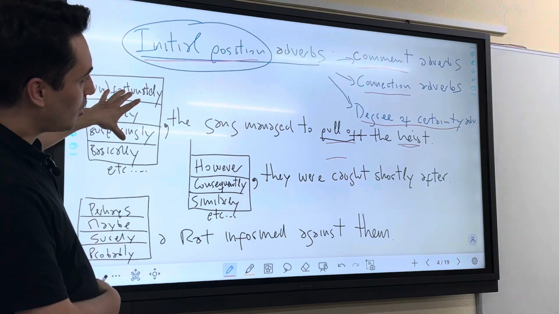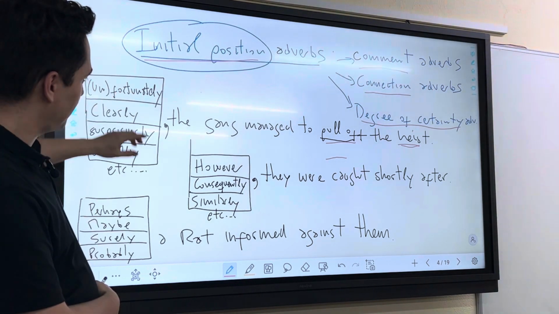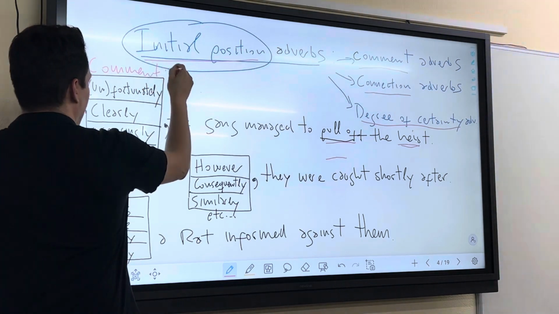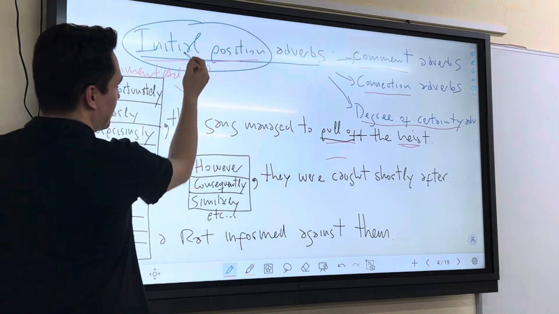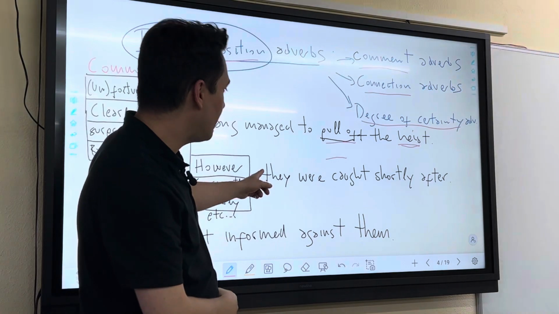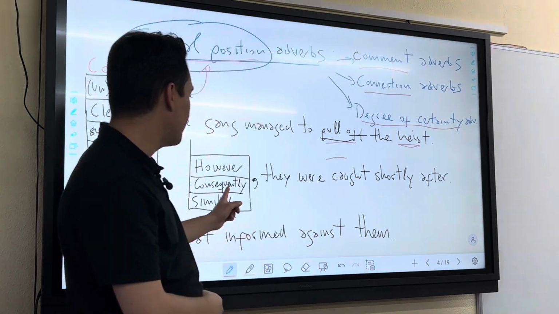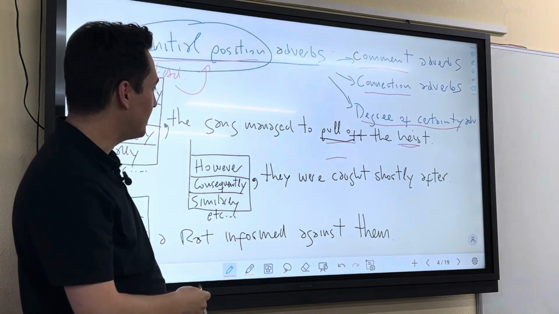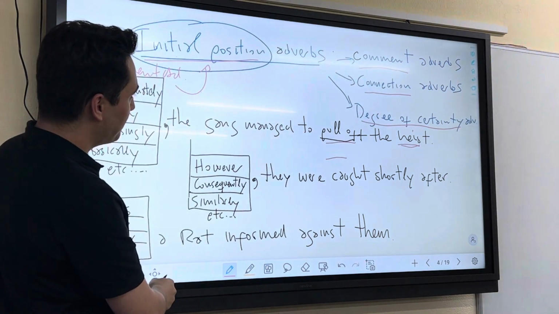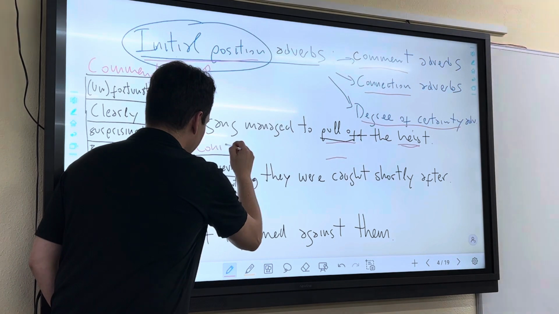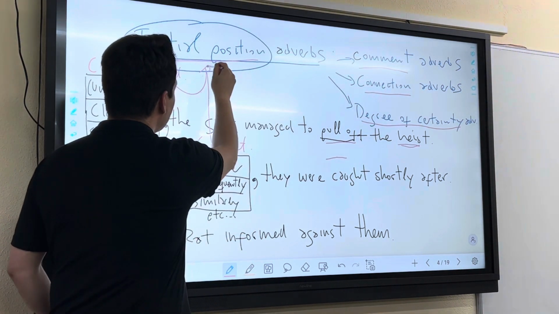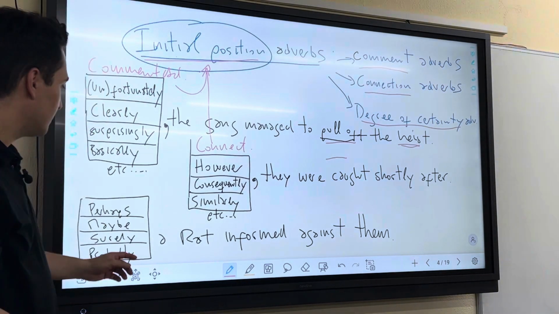What are these? Comment, connection, or degree of certainty? So these are comment adverbs, and they go in initial position. However, they were caught shortly after. Consequently, they were caught. Similarly, they were caught shortly after. Type of adverb? Connection adverb, and it typically goes in initial position.